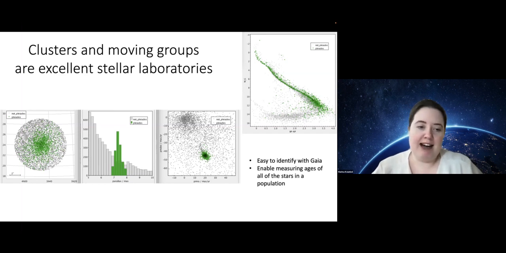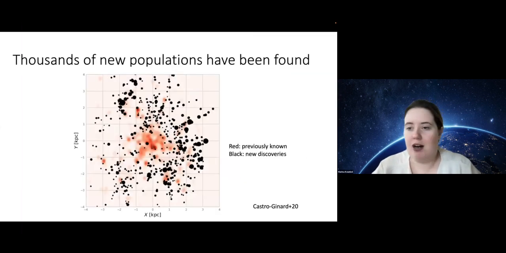So here's an example of the Pleiades, a fairly trivial case where you can just select all of the stars by hand. Through applying sophisticated clustering algorithms, we have found thousands and thousands of new coeval populations. Every couple of months, yet another paper comes out identifying a couple of hundred additional previously unknown clusters or other populations.